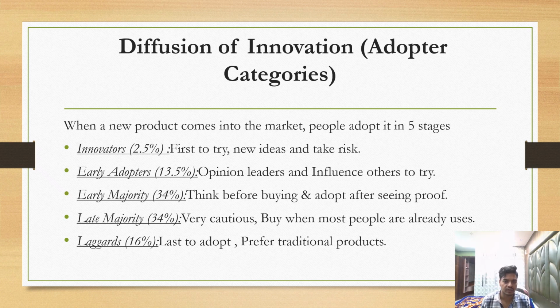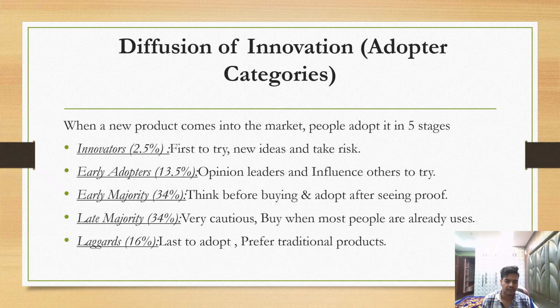And the third stage is early majority. Early majority means people who do not buy directly when the product is launched. They buy after knowing the feedback of that product and more things about it. They buy after seeing the proof.